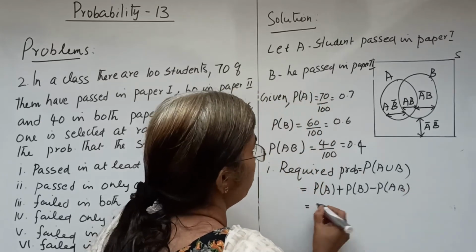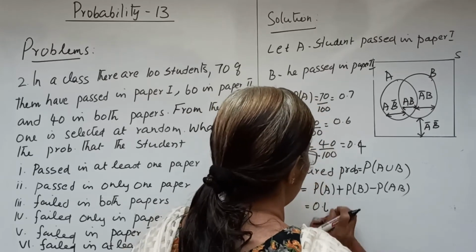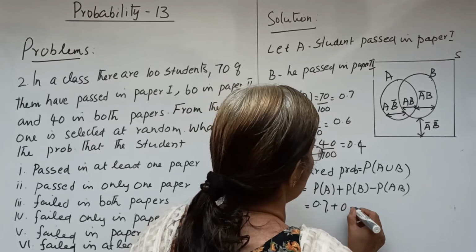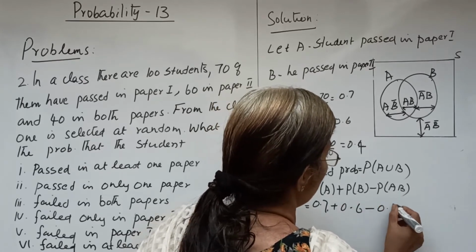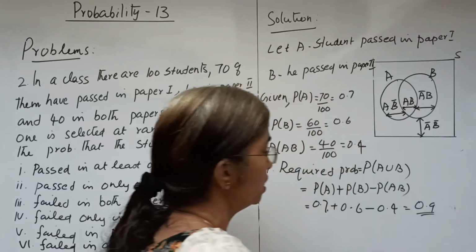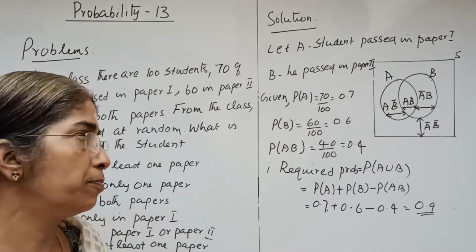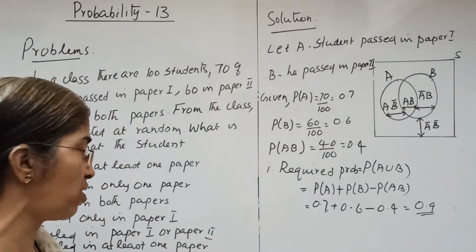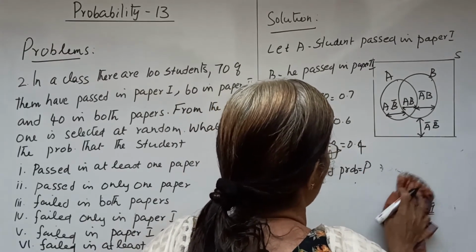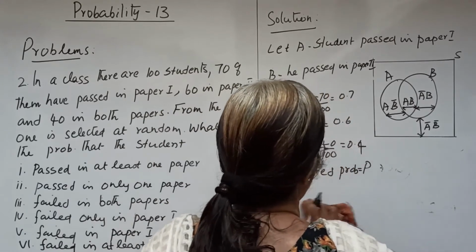Simple to solve. So we get 0.7 plus 0.6 minus 0.4, which is simply 0.9. The answer is 0.9, which is the probability of A union B: he passed in at least one paper. Now we consider the next part. The second part is: he passed in only one paper.